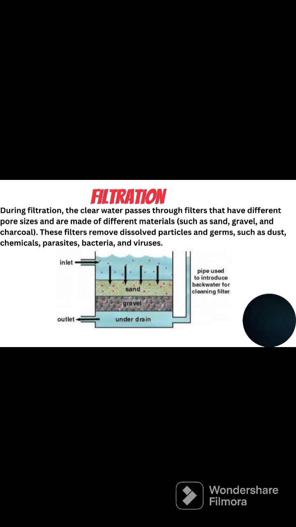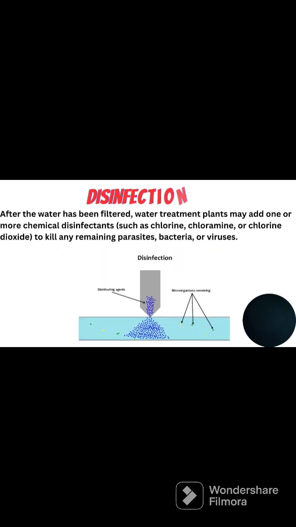To remove the remaining bacteria and viruses, the next process is disinfection. After the water has been completely filtered, water treatment plants may add one or more chemical disinfectants such as chlorine, chloramine, or chlorine dioxide to kill remaining parasites, bacteria, or viruses. So this will be the last process.